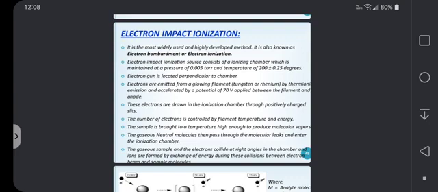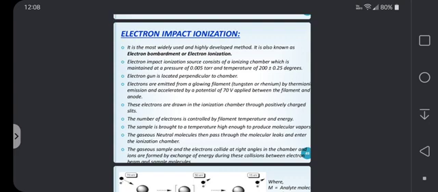Electron impact ionization. It is the most widely used and highly developed method. It is also known as electron bombardment or electron ionization method. Electron impact ionization consists of an ionizing chamber which is maintained at a pressure of 0.005 torr and a temperature of 200 degrees Celsius.